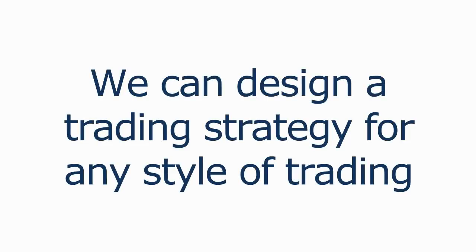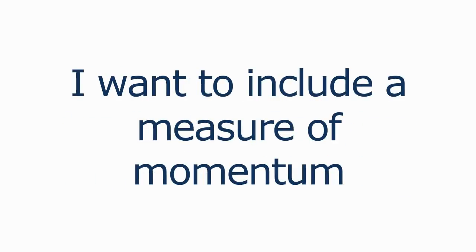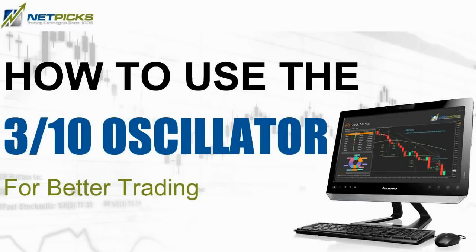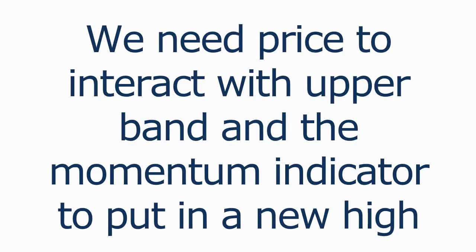So we can design a trading strategy that can be used for very short-term trading, day trading, swing trading, using the Bollinger Bands as explained. And I want to include a measure of momentum. And for that, I'm going to use the MACD. And the settings of the MACD are going to be tweaked to make the 3-10 oscillator that was made famous by Linda Raschke. And you can watch the video here about these settings up at the top. So our long rules, let's reverse them for short trades.